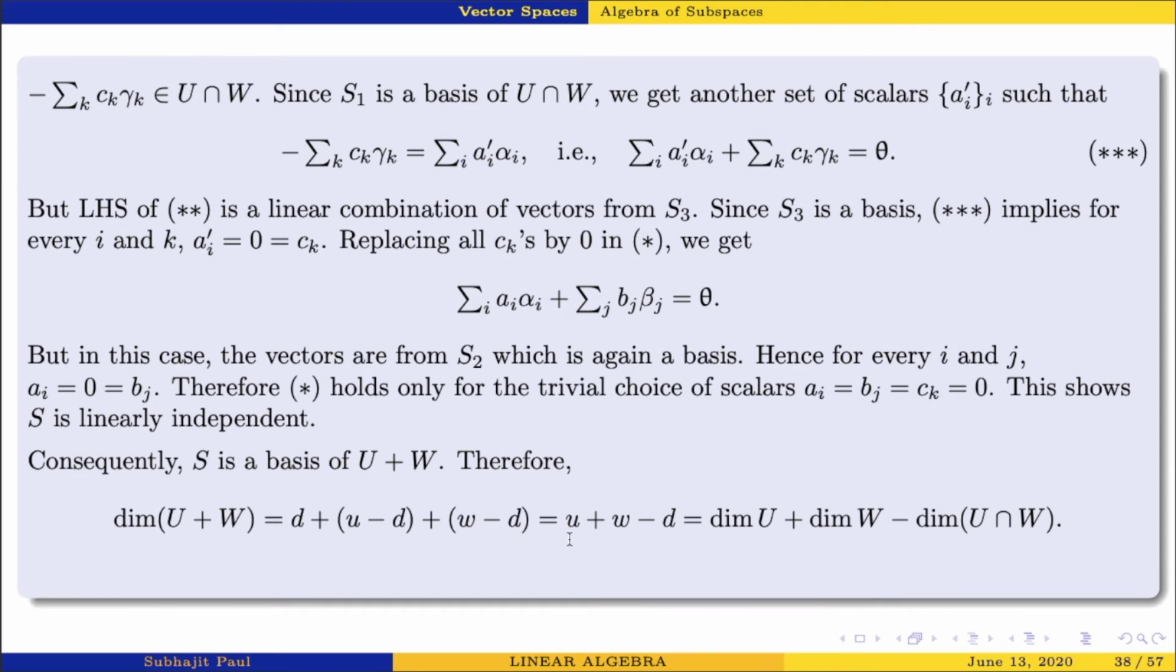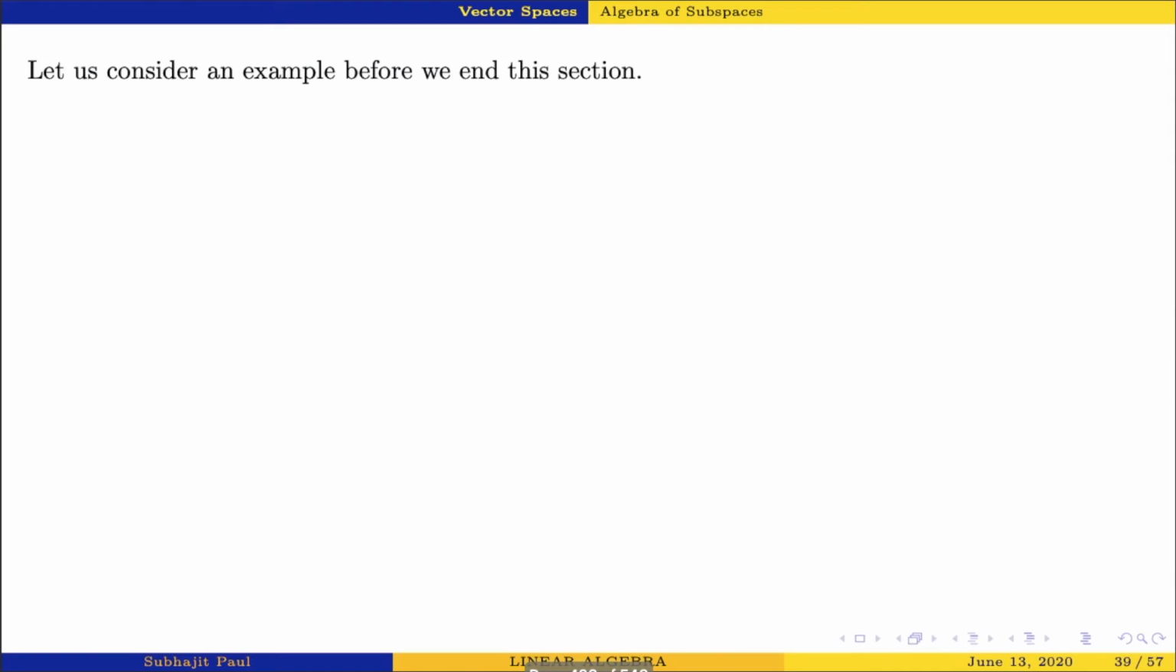And this turns out to be dimension u plus dimension w minus dimension of u intersection w. This proves the theorem. Okay, let us consider an example before we end this section.